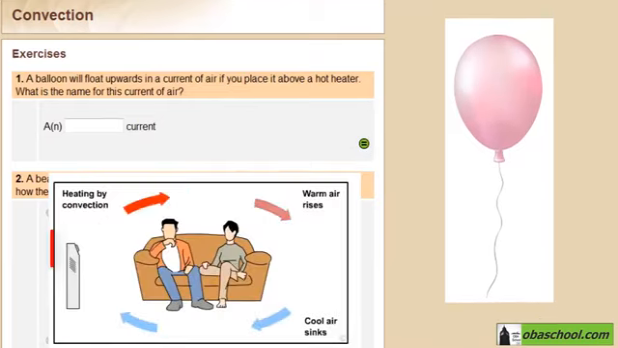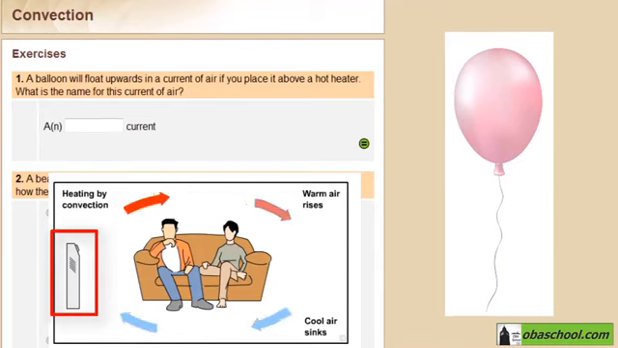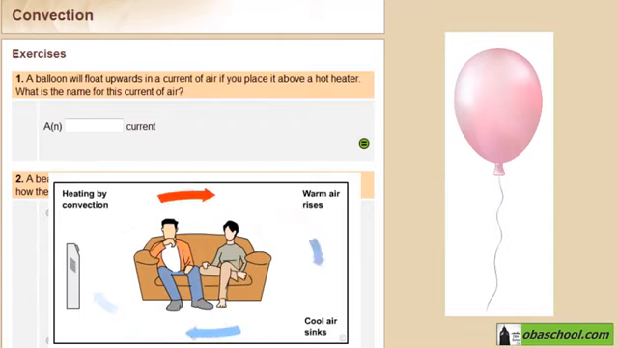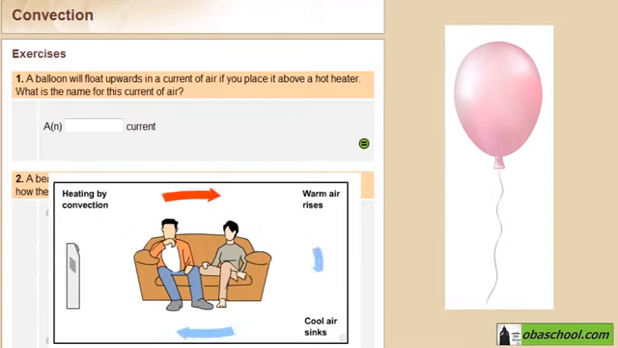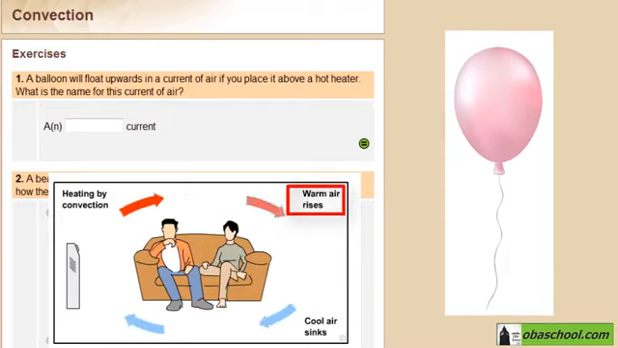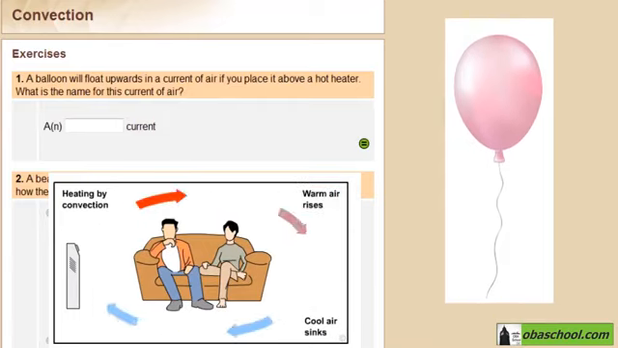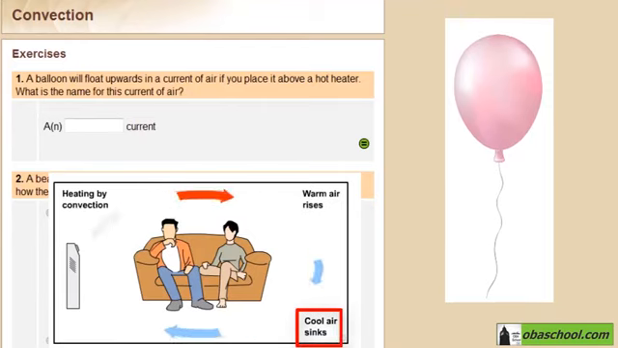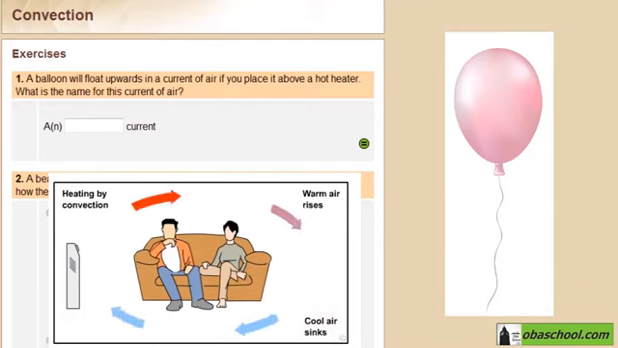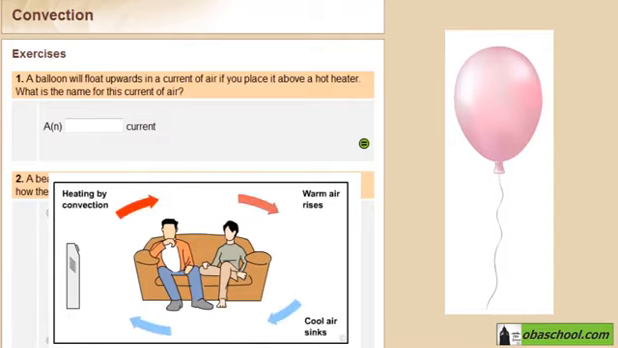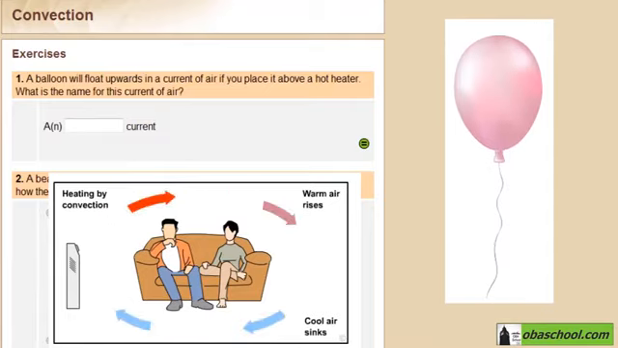Well, a heater is mounted on a wall in the room. This heater heats the air above it. Then, the heated air will rise since it has a less density as we have justified earlier, and the cooler air will sink because it has higher density. Therefore, there will be convection currents where the hot air rises and the cooler air, which is denser, sinks.